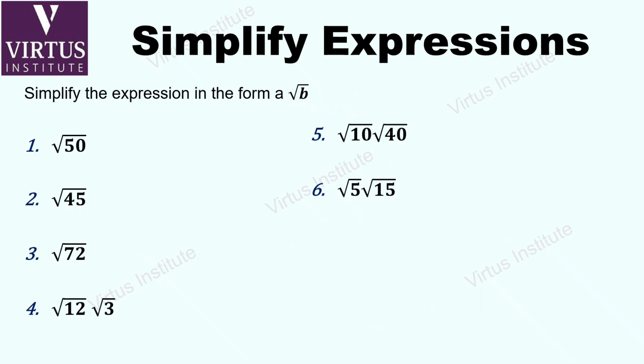Now it's your turn. Using the skills you have just learned, simplify surd expressions in the form of a multiplied by the square root of b, using the surds rule that the product of two square roots equals the square root of their product. Have a go at the practice questions on the screen.